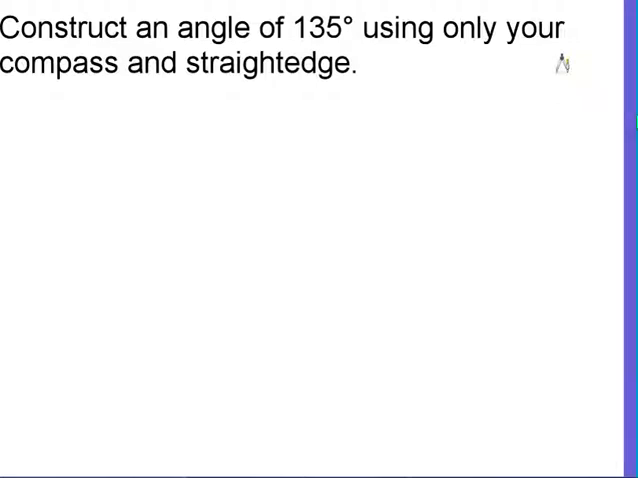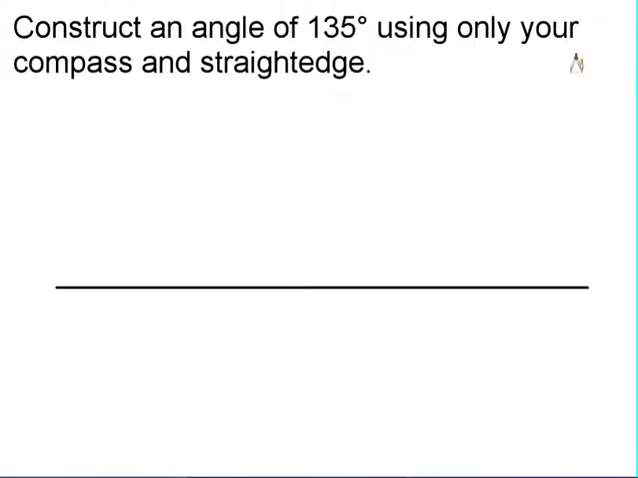I'm going to cheat a little bit. I'm going to start with this straight line. Now it says construct an angle of 135. So now if I think about 135, I know that 135 is really 90 plus what angle? 45. So let's construct a 90-degree angle first.